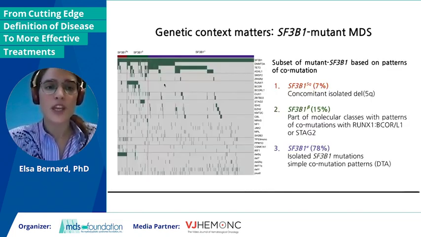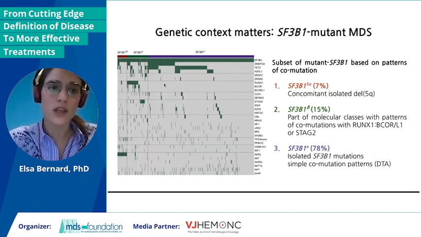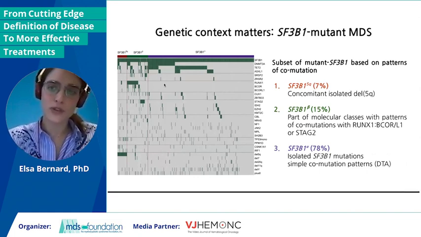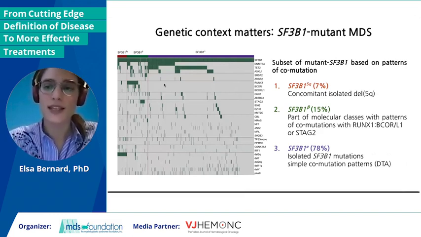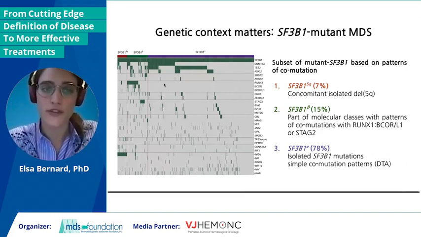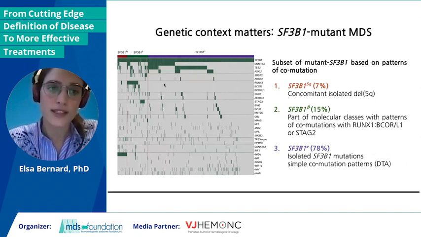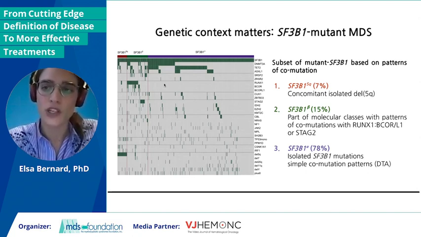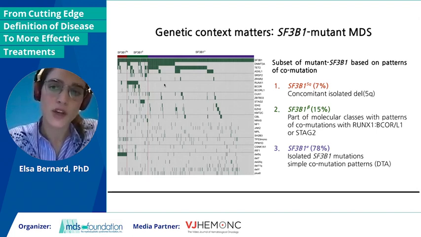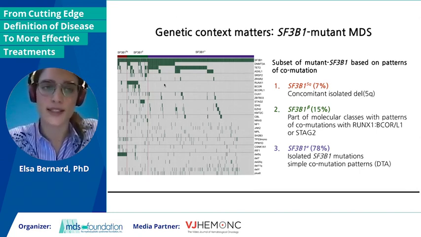And indeed, if we consider the different subsets of SF3B1 mutant cases, we do see a subgroup of 7% or so of SF3B1 mutant cases that co-occur with isolated 5q. 15% of cases co-occur with more complex patterns of co-mutation that involve in particular co-mutations in RUNX1, BCOR-like and or STAG2. And then a third and large subgroup, which comprises isolated SF3B1 or SF3B1 mutations, mainly with simple co-mutation patterns with TET2, DNMT3A, and ASXL1.